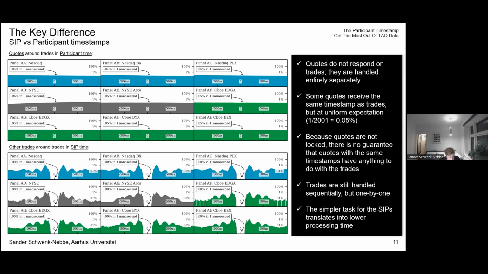In SIP time, we have a drastically different picture. Sander, I know you said not to interrupt, but just in case anybody also... Sorry.